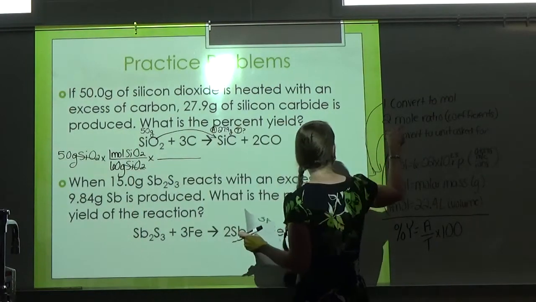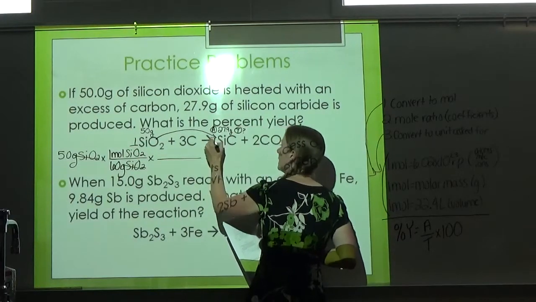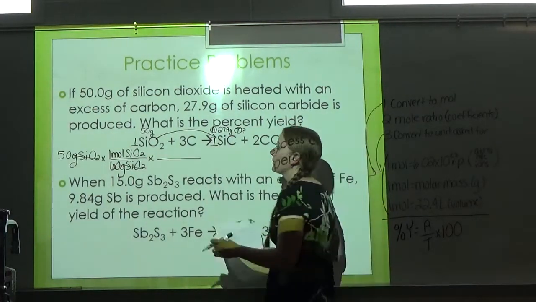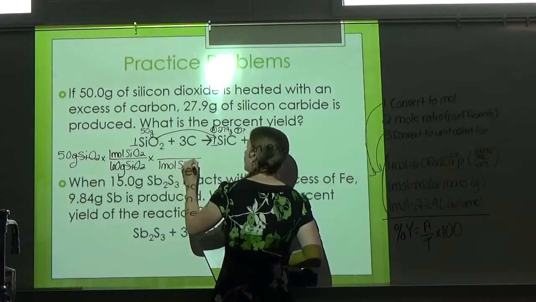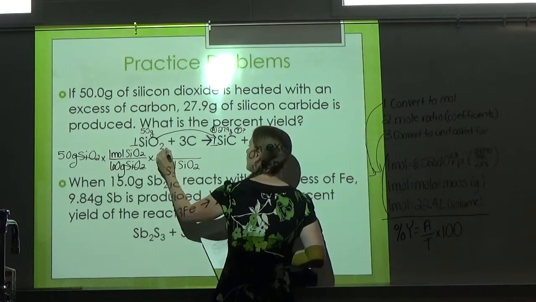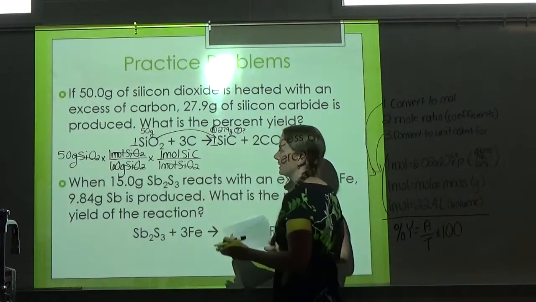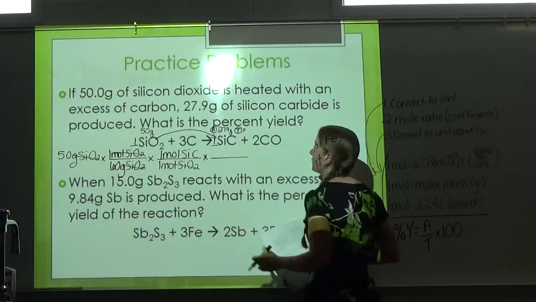Second step is, of course, mole ratio. So I can see that 1 mole of silicon dioxide equals 1 mole of silicon carbide. And so I'm going to follow my golden rule and put the 1 mole of SiO2 on bottom and the 1 mole of SiC on top. That way my silicon dioxide cancel. All right, and so then the last step is convert to unit asked for.